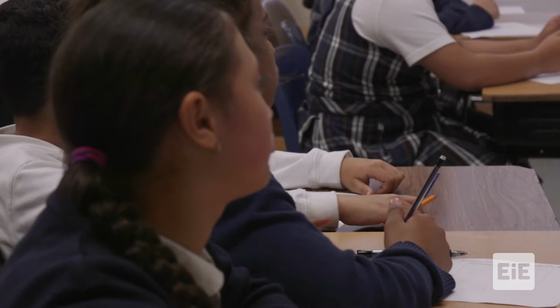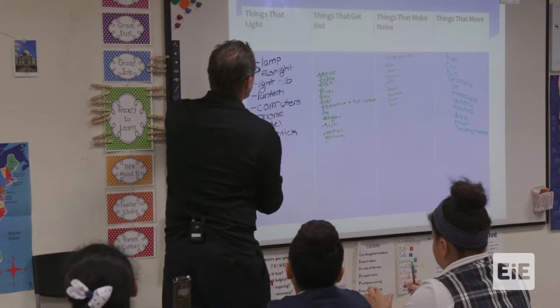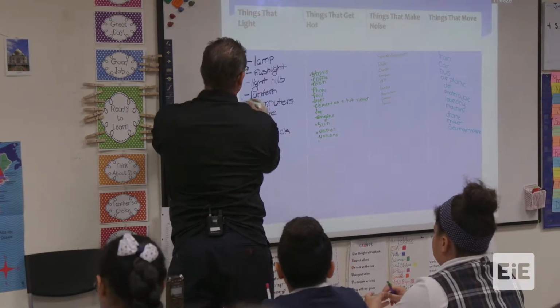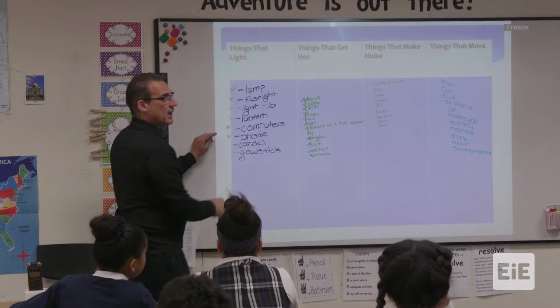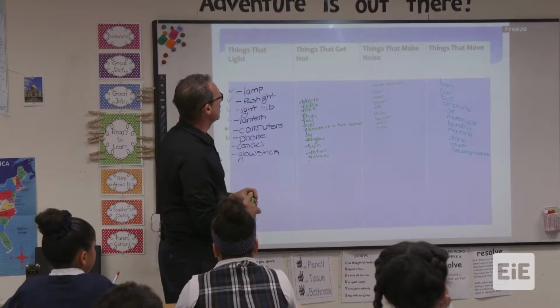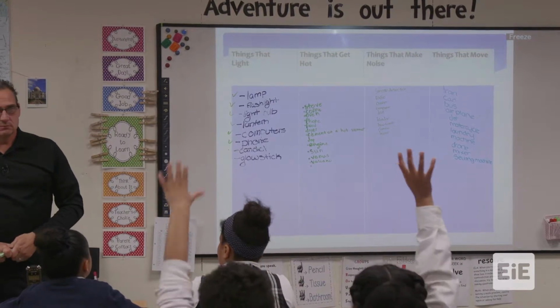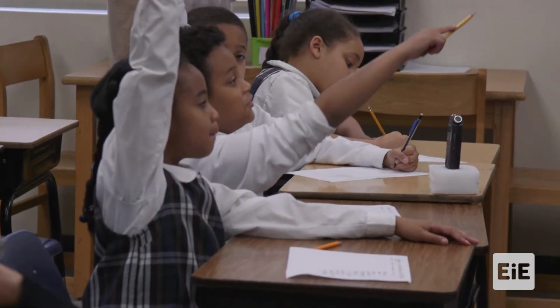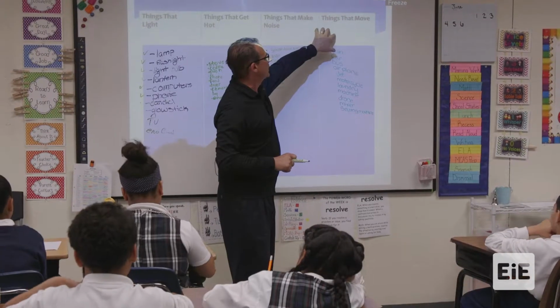We have things that light. A lamp. True. Flashlight. Light bulb. Glow stick. You could say that's a form of chemical energy. A candle would apply, but that's a different type of energy as well. Can anyone add to this list? Things that light? Okay, what did you have? TV. A TV, absolutely. Nice, go. Eno board.